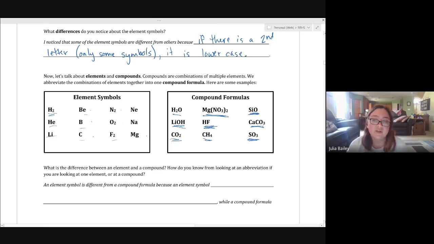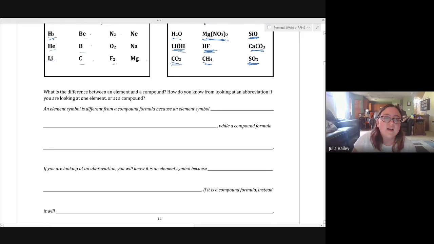By the end of the semester, you'll actually know how to name all but one of those, the acids we won't get to until the spring. But you'll know eventually how to give all of these compounds their chemical names, but we're not there yet. That's not till December. So let's talk about what we can say for these differences between elements and compounds right now. What is the difference between an element and a compound? How do you know, from looking at an abbreviation, if you're looking at an element, like just one, or if you're looking at a compound?